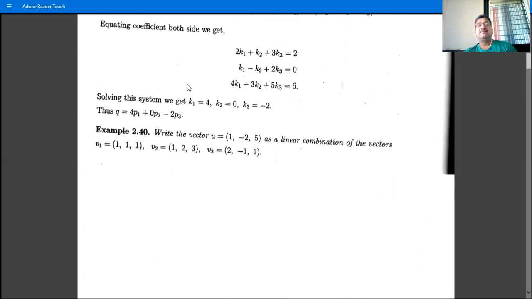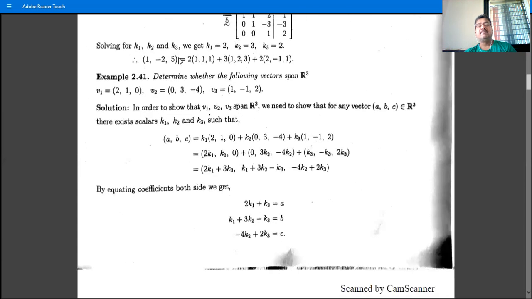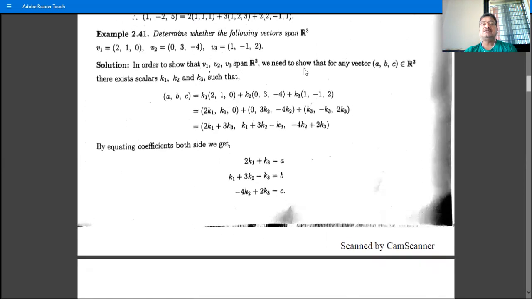So what is the question? We have to express this U bar as a linear combination of these 3 vectors. So U bar is expressed as a linear combination of V1, V2, V3. So determine whether these 3 vectors span R3.